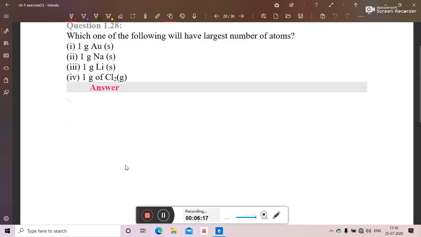Now question number 28 is, which of the following will have largest number of atoms? 1 gram gold, 1 gram sodium, 1 gram lithium and 1 gram Cl2. So you have to remember, we have just to find out number of moles in all the four. And thereafter the one which will be having more number of moles will be having largest number of atoms. So number 1 is 1 gram gold.